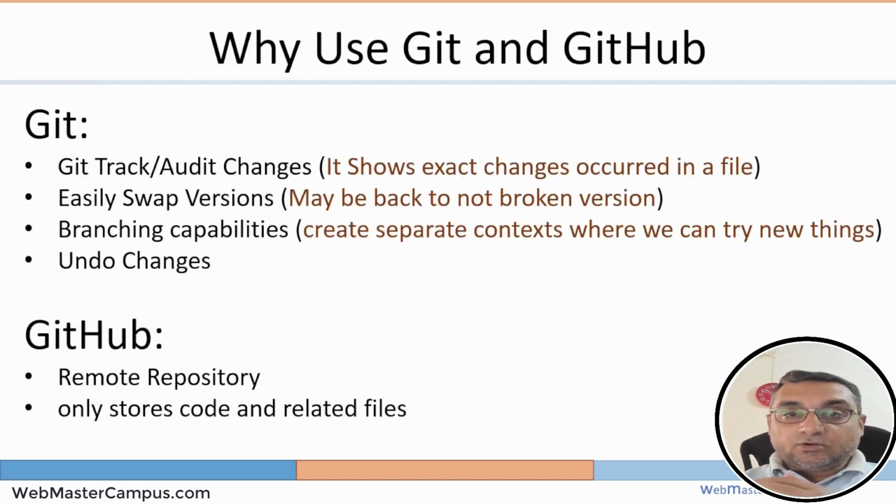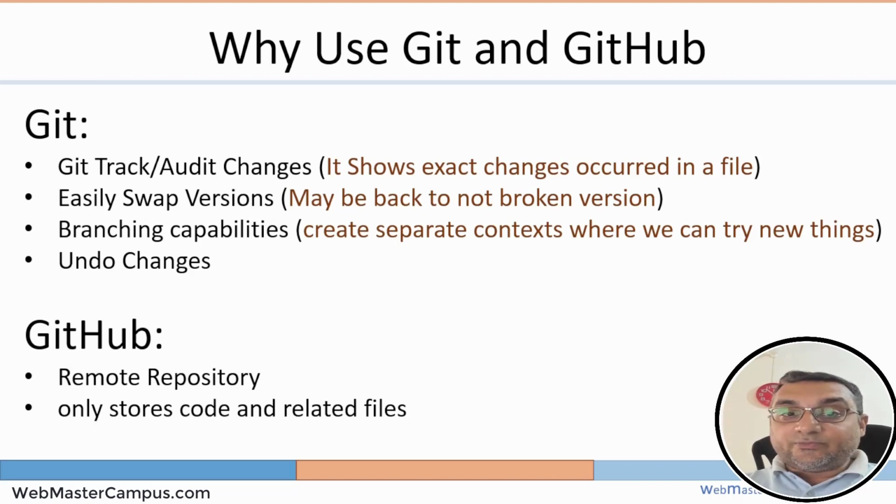Okay, so why use Git and GitHub? Git is actually used to track and audit changes. It shows the exact changes that occurred in a file. Even if you change a single character, it is going to save or track those changes. Git easily swaps versions. Every time you commit changes, you are creating a version. If your new version has some problem, you can easily swap to a different version.